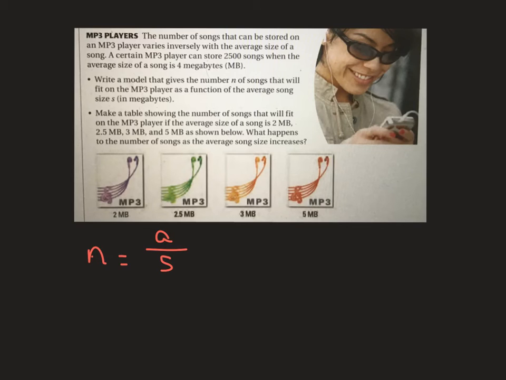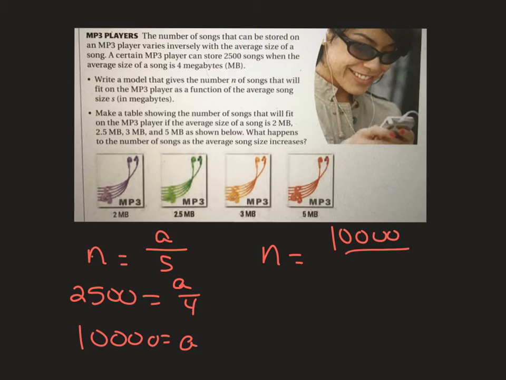Then it says a certain MP3 player can store 2,500 songs when the size of the songs is 4. So 2,500 is the number of songs, and the average size is 4. If I multiply that across, I get my constant is 10,000. It says write a model that gives the number. So the model is: the number of songs is 10,000 divided by the size.